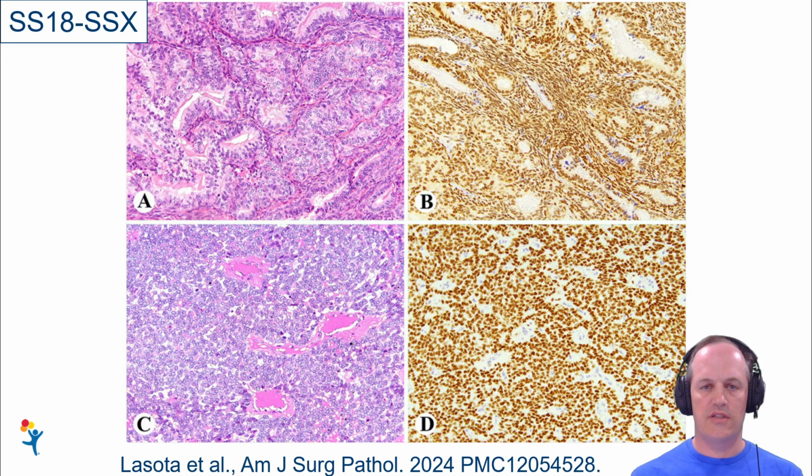So here's the immunostain I was talking about. This is straight out of the paper that was in AJSP last year, and you can see that the epithelial component of this biphasic tumor, this more poorly differentiated tumor, both of these pick up the fusion protein in almost all of the tumor cells.